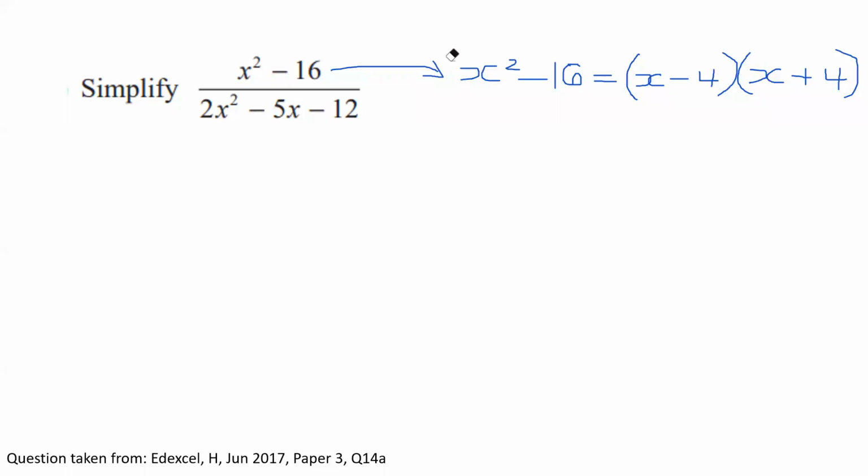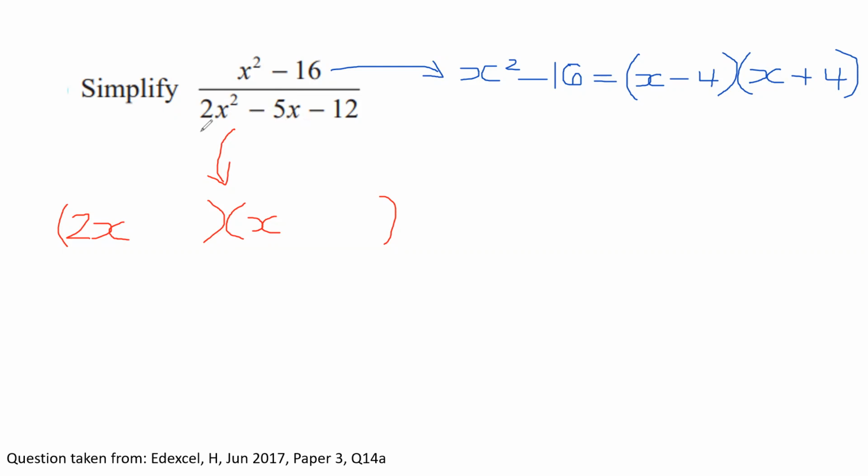Now let's have a look at the denominator. So we've got 2x squared minus 5x minus 12, and this is what we've got on the bottom. Again, we can do exactly the same and factorize it into brackets. If we draw out the two brackets, one of them will have 2x in, the other one will just have x, and then we're looking for a pair of numbers that we can multiply to make minus 12, minus 24 with the 2 involved, and add to make minus 5.